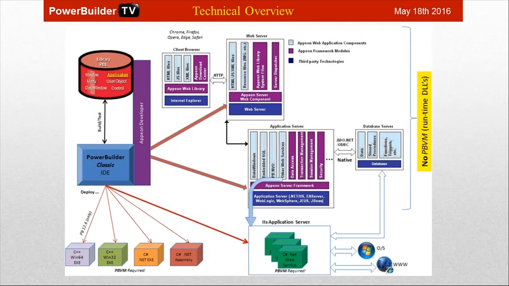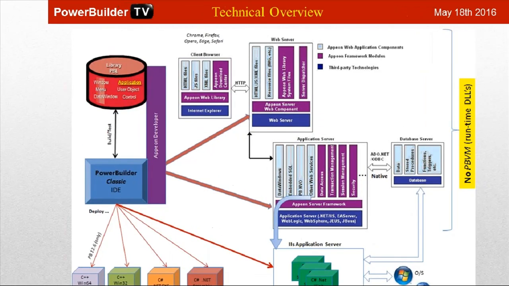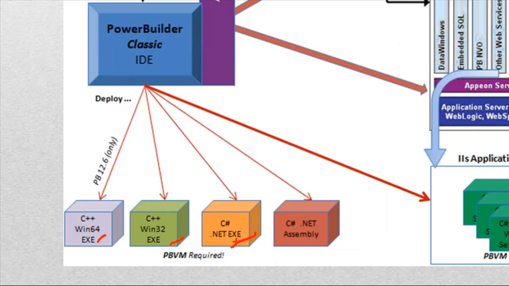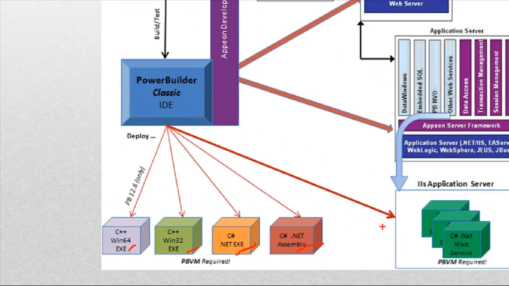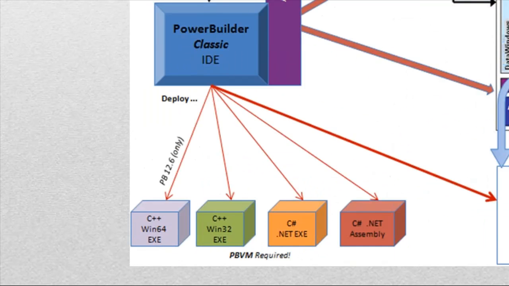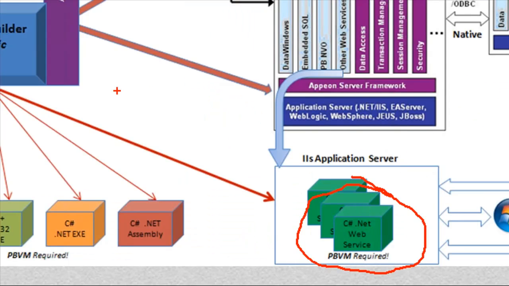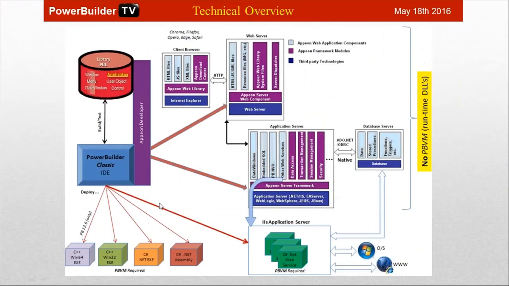You can see here from the PowerBuilder side, PowerBuilder, of course, can build now from 12.6, 64-bit, 32-bit. It can build WinForm, and it can also build .NET assemblies, and it can also build web services. So all of those are available from the PowerBuilder Classic IDE. So we can still continue to do that with Appeon Web installed. We just have all these extra things that we can do, which is the top right-hand side of this diagram.